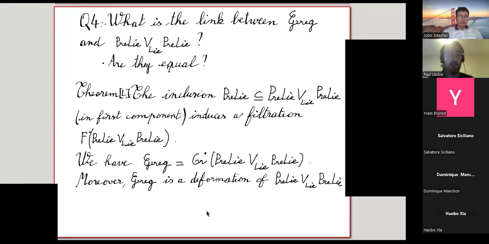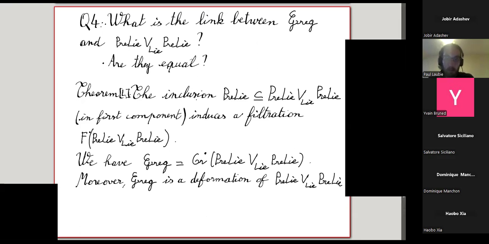this theorem exactly tells us the link between those two. So they are not equal. They are equal at the combinatorial level, but the compositions are not the same. And in fact, the inclusion of pre-Lie into the coproduct of two pre-Lie operads, let's say in the first component, induces a filtration. And the Greg operad is exactly the operad we get by grading according to this filtration.